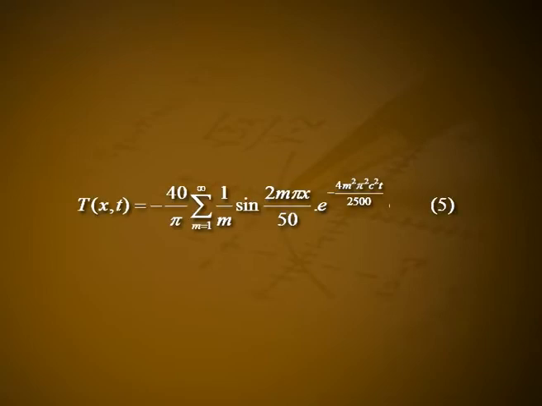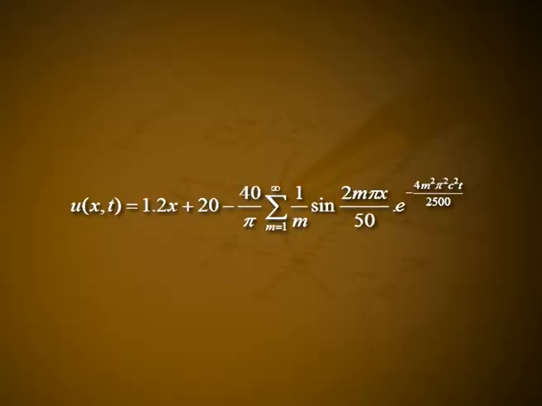Therefore, capital T of x comma t is equal to minus 40 by pi into summation m varies from 1 to infinity of 1 by m sin 2 m pi x by 50 into e raised to minus 4 m square pi square c square t divided by 2500. Let it be equation number 5.